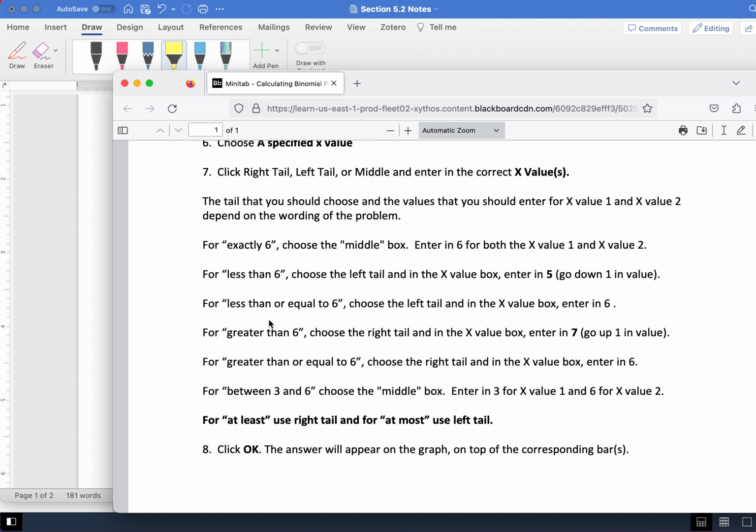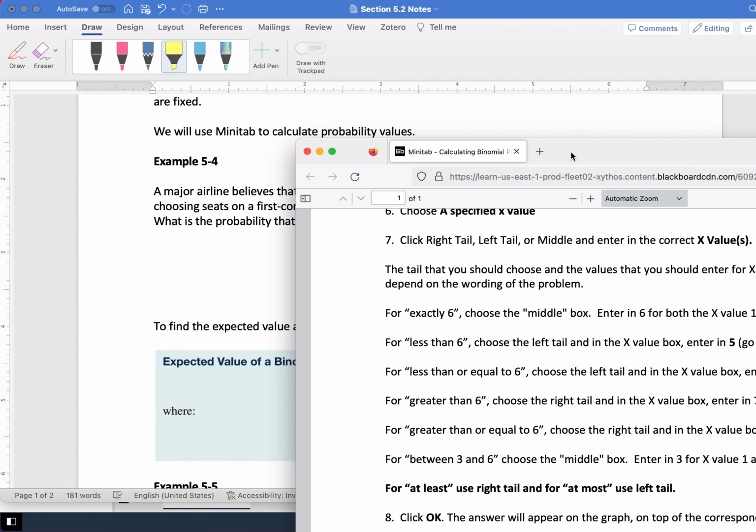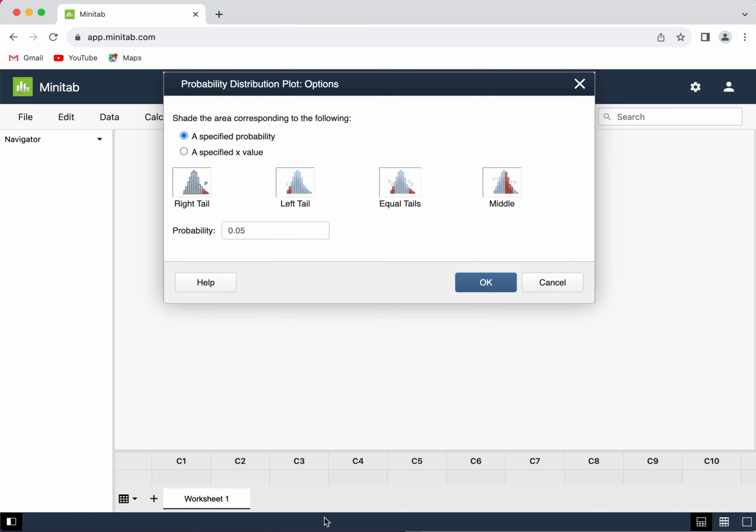12 or fewer would be less than or equal to 12, and so it would be the same as this one here. We're going to choose left tail, and in the X value box, we enter in whatever this number is. So that's going to be 12. When I'm thinking about left and right tail, think about a number line. Numbers that are smaller are on the left, and numbers that are larger are on the right. So if I look at where this red part starts, that's going to include everything in left tail that's less than that. Right tail would include anything that's greater than that.